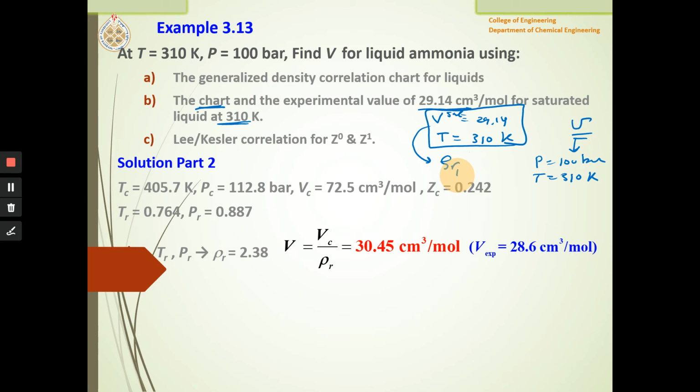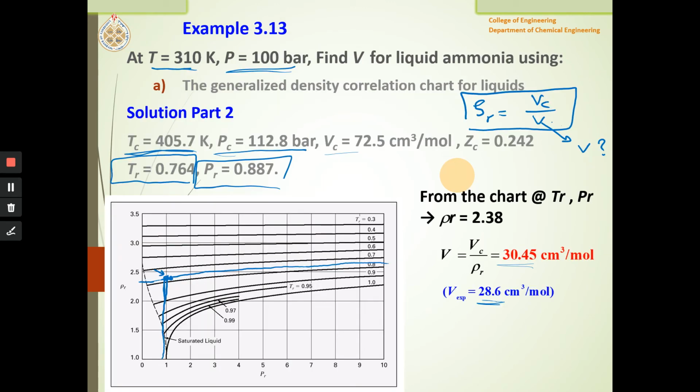I will show you. T is equal to 310. At this 310, what is the corresponding rho R? When you go to the chart here, okay, TR, when the temperature is 310, TR is 0.76. Now, when you go vertically here, you can see there is a dashed line. It is called saturated liquid. So the intersection here is between TR of 0.7, I have to go to TR 0.7.